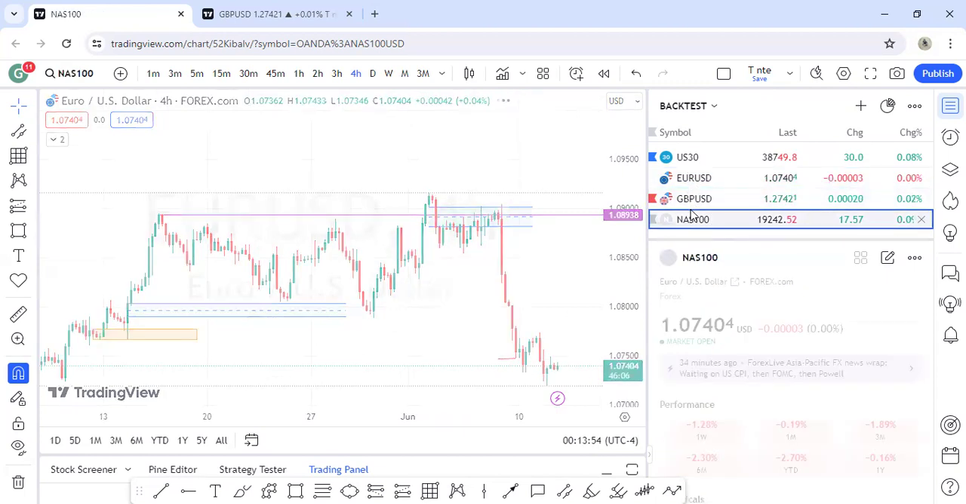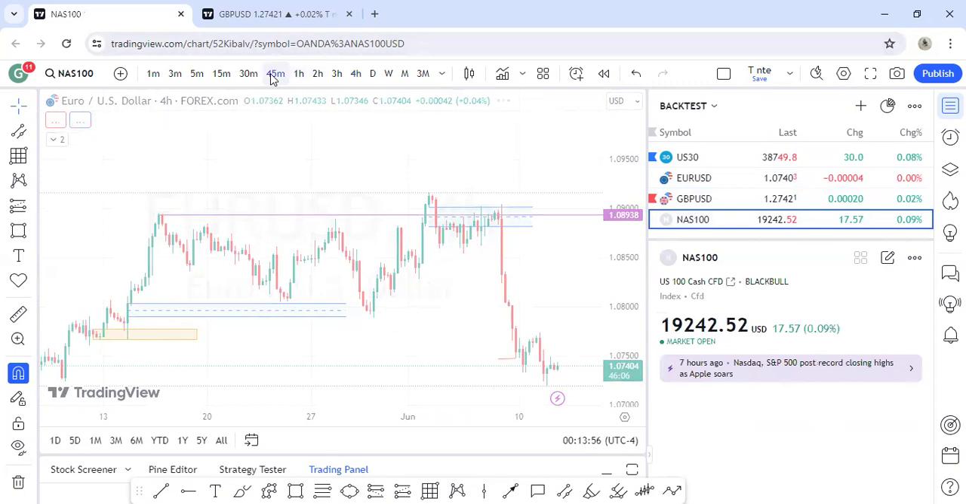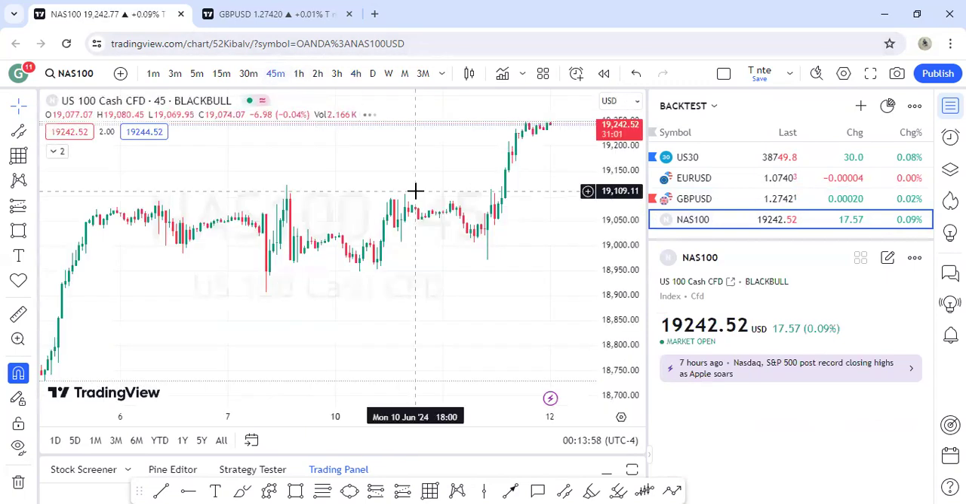So let's just see if you can see something on the Nasdaq. Let's see. Nasdaq is always very functional on the lower time frame.